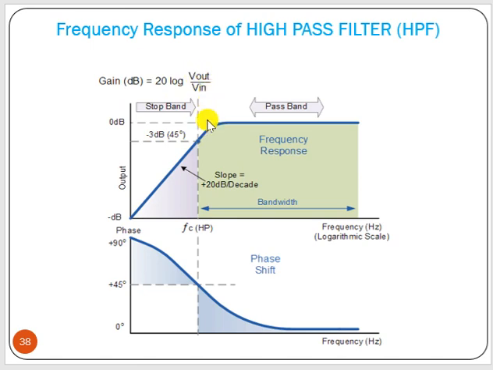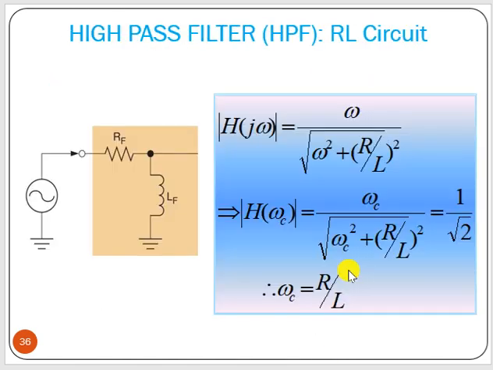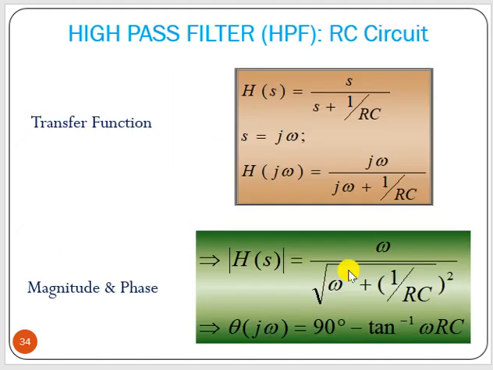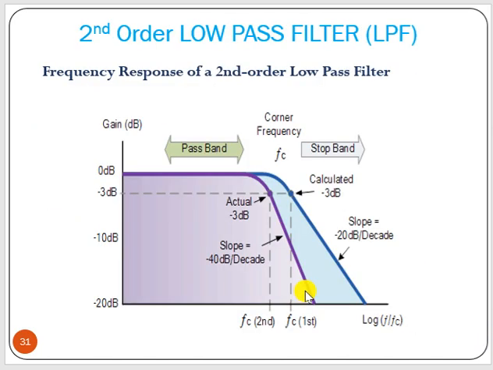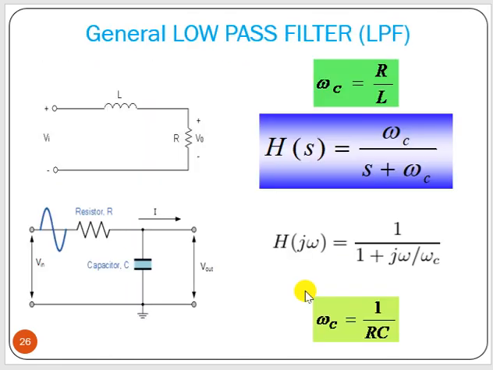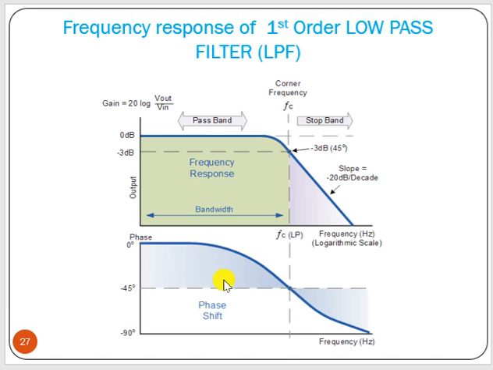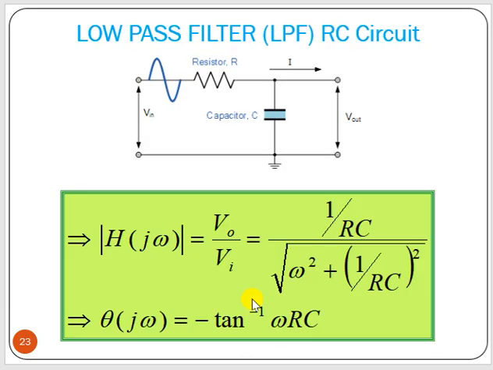Gain is 20 log V out by V in. If you go from 0 to the minus 3 dB point, that is your cutoff frequency, and the phase will start from 90 degree then go to 0. Because here it starts from 90 degree minus angle, so it starts from 90 degree, and for this case it starts from 0 and goes to negative, because this is a negative value. So 0 to some negative value.